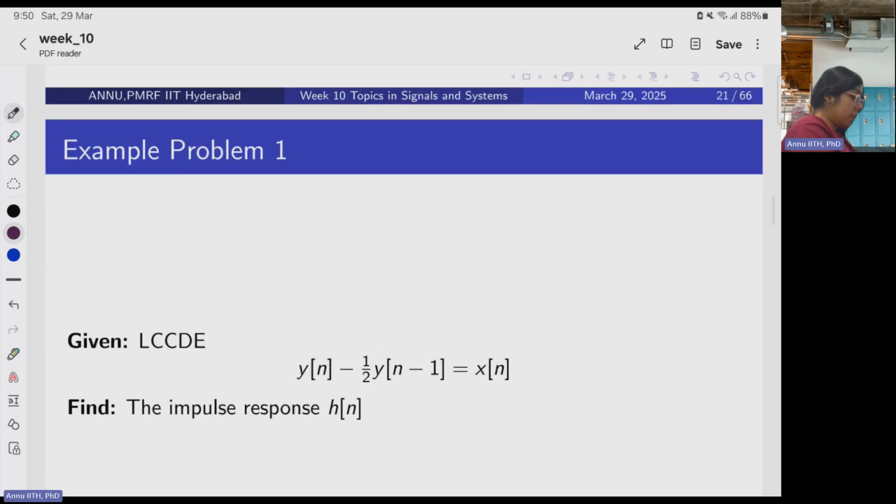So these are the example problems. They have LCCDE. Find the impulse response. How will you find it? So y of n is minus 1 by 2, y of n minus 1, plus x of n.